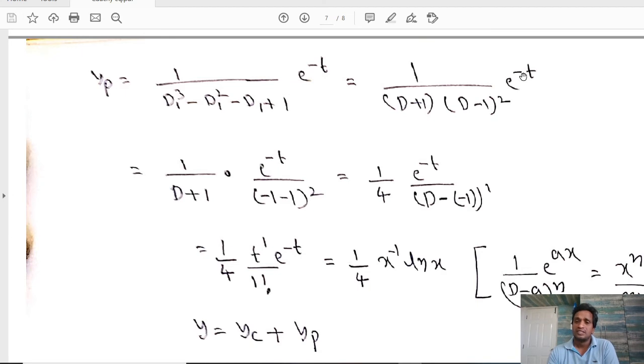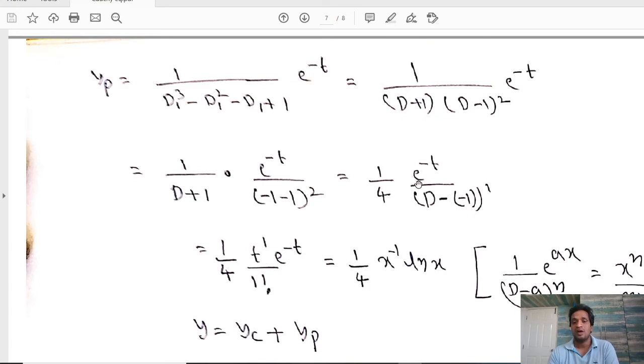So if I substitute minus 1 here, minus 1 plus 1, it becomes 0. So I am keeping d plus 1 as it is. For the second value, I am substituting d is equal to minus 1 in e power minus t into minus 1 whole square. This value becomes 1 by 4 e power minus t into 1 by d plus 1.